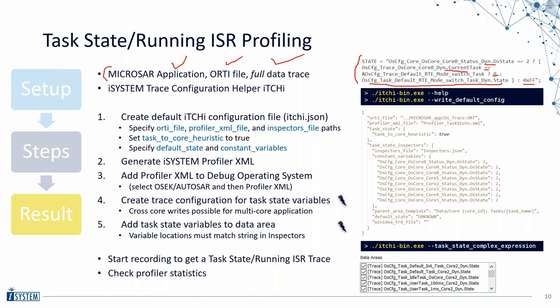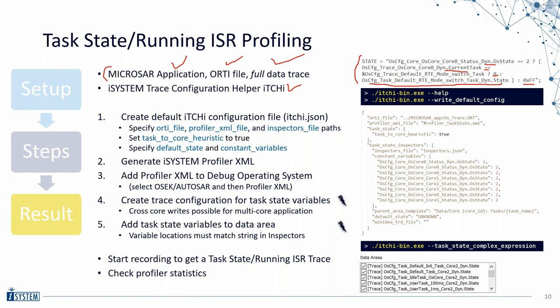Now the next step is that winIDEA is not capable of creating the configuration necessary to resolve the state expression by itself. So we have an additional little tool called iSYSTEM Trace Configuration Helper, and that will help us generate the configuration. Luckily, since I think the beginning or middle of May 2020, the iSYSTEM Trace Configuration Helper comes directly with winIDEA, so we have that tool available within winIDEA, at least within the recent releases. And then once we have that tool, we have to create a configuration for it.